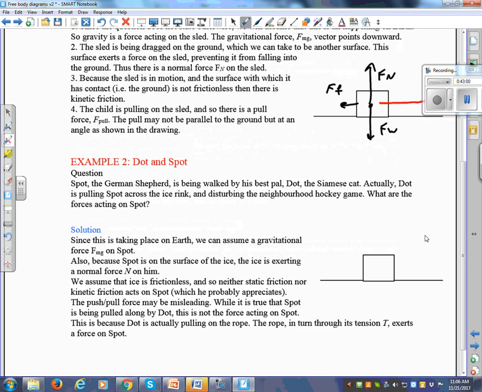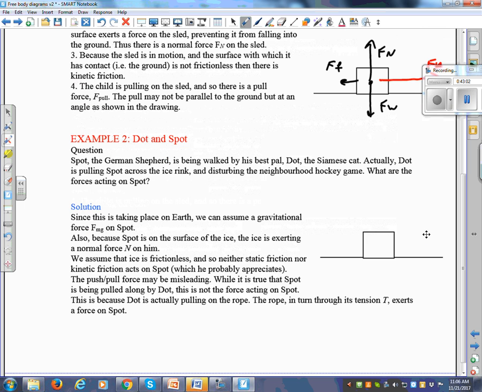Okay, another one. Spot the German Shepherd is being walked by his best pal Dot, the Siamese cat. I have no idea who's making this stuff up. It's very weird. Actually, Dot is pulling Spot across the ice rink and disturbing the neighborhood hockey game. What are the forces acting on Spot? So again, it's on Earth. So we've got weight force.